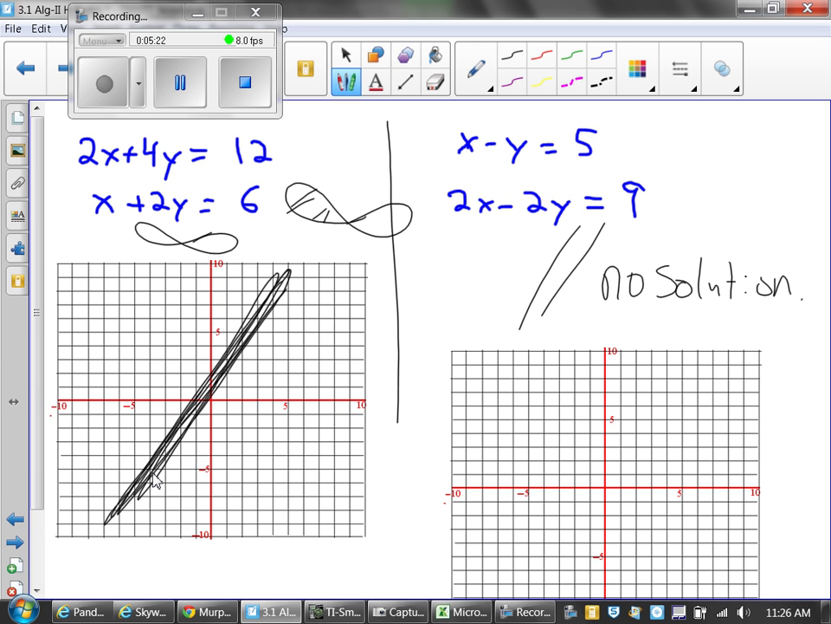So remember, the trick here is with these types of problems. If you wind up with the exact same line, you have infinite solutions. If you wind up with the same slopes, but different intercepts, then you have no solution. Okay? Does that make sense? Yeah. All right, let's try some more.